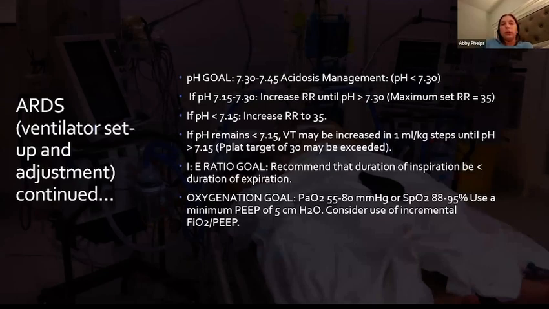So you want your pH goal to be between 7.30 and 7.45. If your pH is between 7.15 to 7.30, you need to increase your respiratory rate until your pH is greater than 7.30. If pH is less than 7.15, you need to increase your rate to 35. If your pH remains less than 7.15, your tidal volume may be increased by 1 ml per kilo until your pH reaches greater than 7.15.